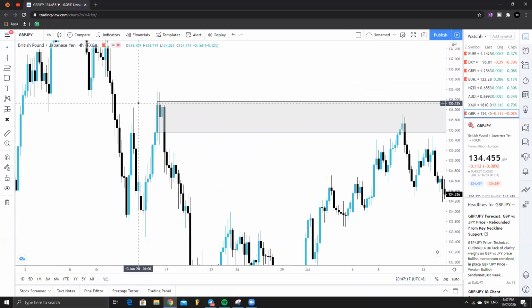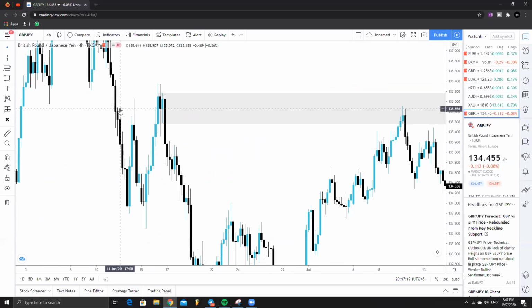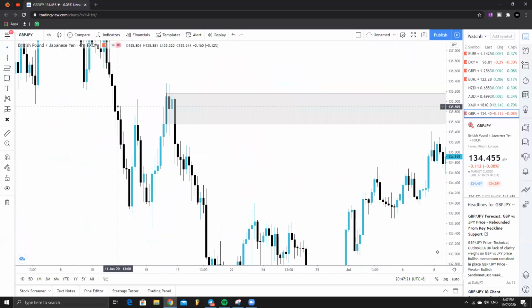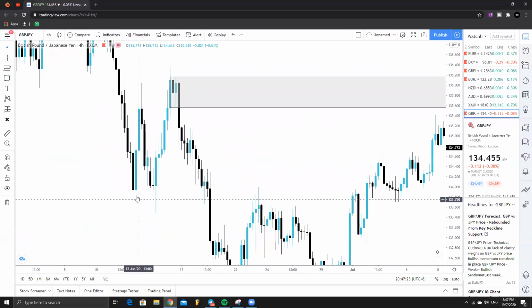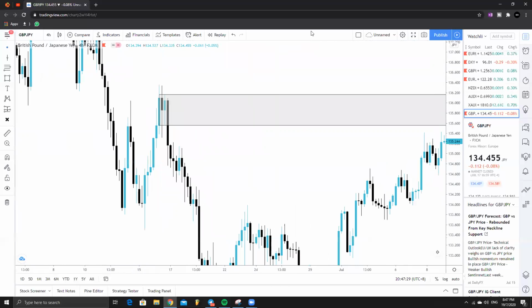I see a raid, number one. I mean, this high right here could have raided this as well. But why is this little wick over here not significant to me? Because price never showed weakness. How does it show weakness? By breaking the structure to the downside. Now, I'll answer that in just a second. Why is it that this raid is important to me?